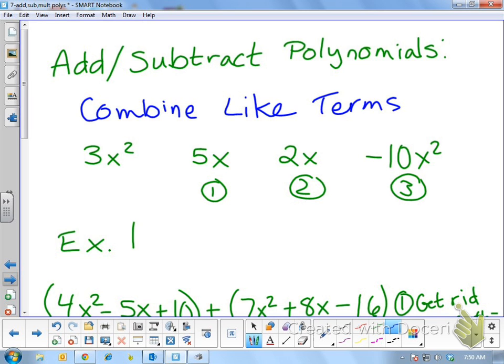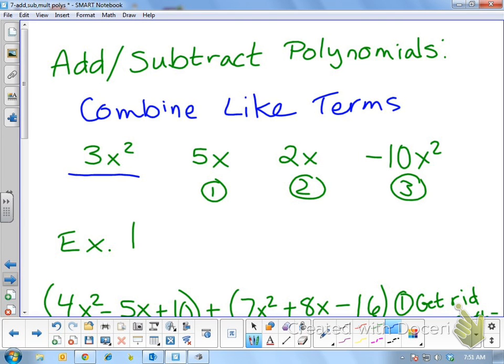When we're combining like terms, we have to have two terms or more, any amount of terms really, just two or more, that have the same variable with the same exponent. That's what we mean by like terms. They have the same variable, and that variable has the same exponent. So if I said 3x squared, and I've labeled these 1, 2, 3.